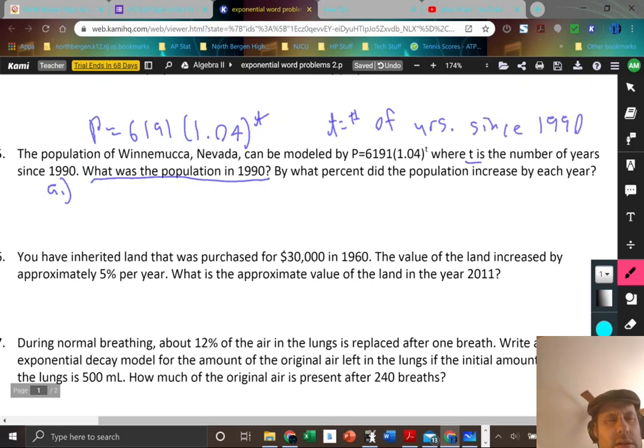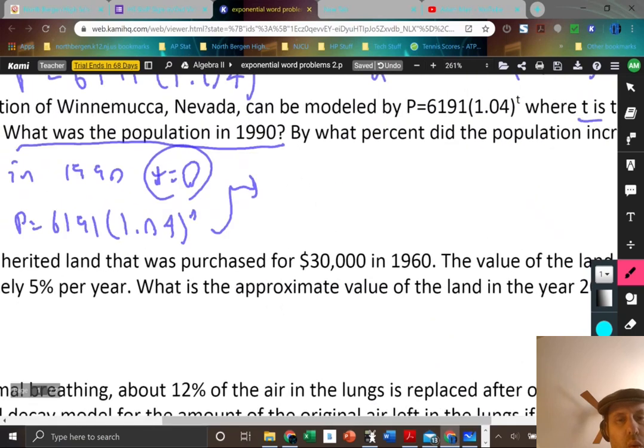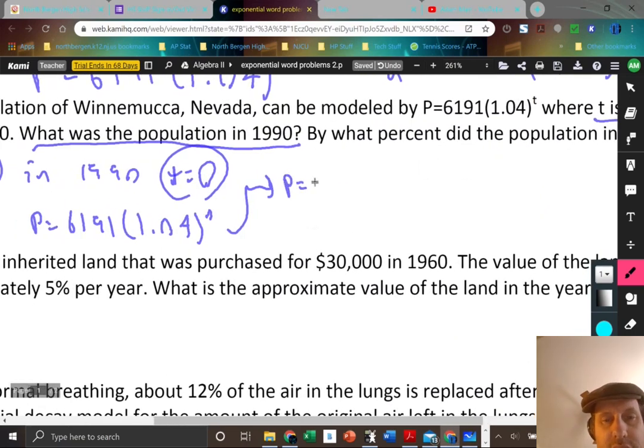Okay, no problem. So the population in 1990, that would mean that in 1990, T equals 0, right? 0 years since 1990. So we'll just plug that in. So that's going to be P equals 6191 times 1.04 to the 0 power. And of course, what is anything to the 0 power? It's going to be 1. So P equals 6191 times 1. Something to the 0 power, you can just cross it out, because it's just 1, it won't affect the problem.